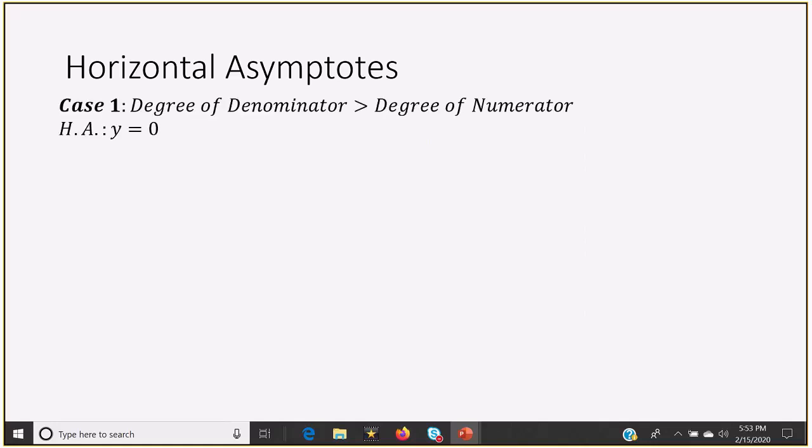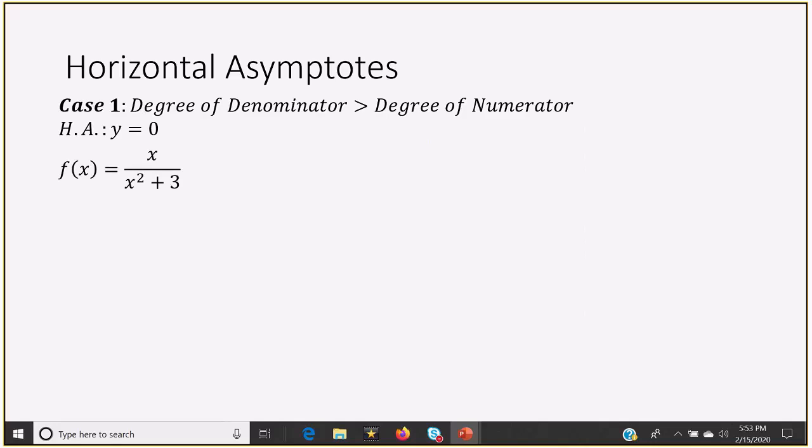So case 1. Case 1 is if I have a fraction, if I have a rational function, which is just a fraction, and the degree of my denominator is bigger than the degree of my numerator, I have to do 0 work and just say y is equal to 0. You want to show your work if you're taking a test or something like that. It's perfectly fine for you to just say case 1, y is equal to 0. That's fine. So as an example, f of x is equal to x over x squared plus 3.